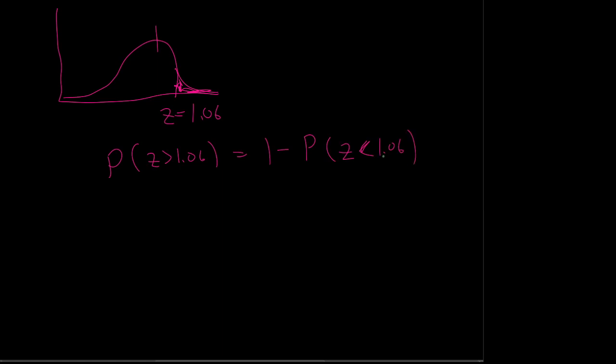So what we want to do here is, in our calculator, do 1 minus the normal CDF of -1 e to a large number, comma 1.06 for the z we're looking at, comma 0, comma 1. Let me show you that on the calculator right now.